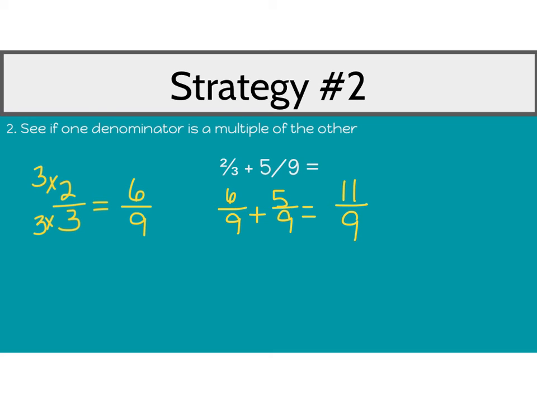And this fraction just so happens to be larger than the whole number 1. So we could also say that this is equal to 1 2/9. So there you have it. This is strategy 2, looking at our denominators to see if one of them happens to be a multiple of the other.